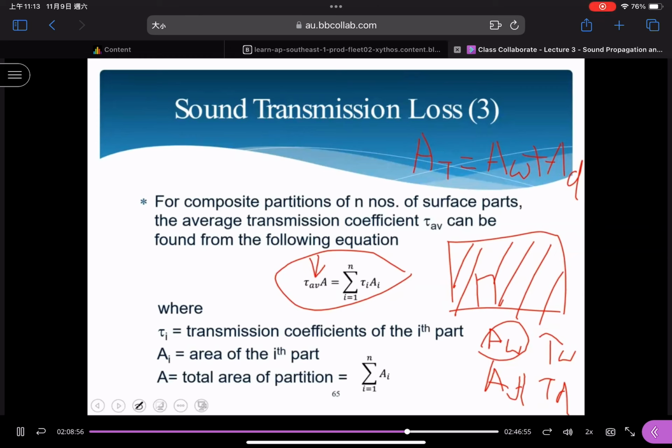Similar to this one, if we want to find out the overall transmission loss for this area, we have a wall like this. On this side we have a wall and two doors, so in total we have three components. To find out the overall transmission coefficient, we need to follow this simple equation.